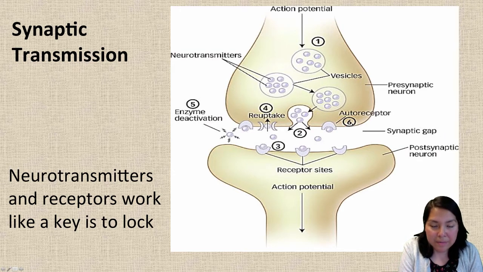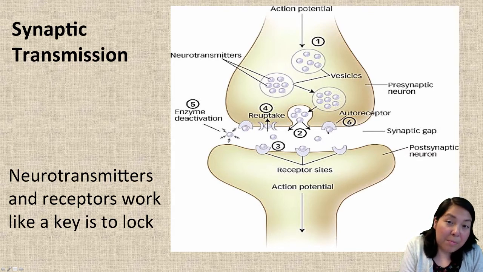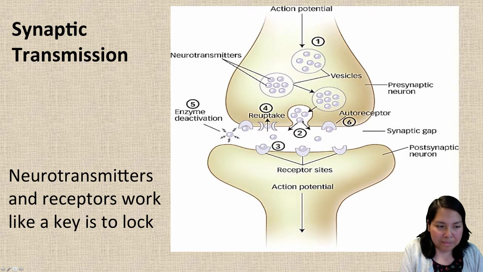The sixth step within this picture shows the autoreceptors. These are the autoreceptors that are on the presynaptic neuron, and free-floating neurotransmitters bind to the autoreceptor, and then the autoreceptor signals the presynaptic neuron to hold off on the production of these neurotransmitters.